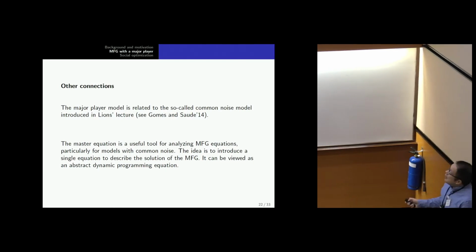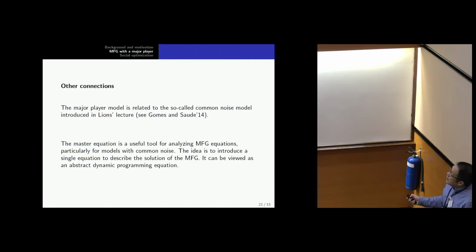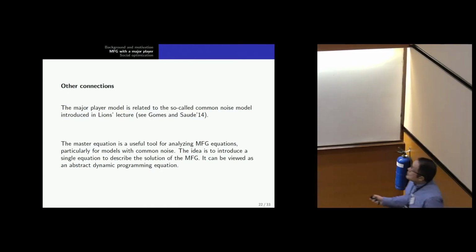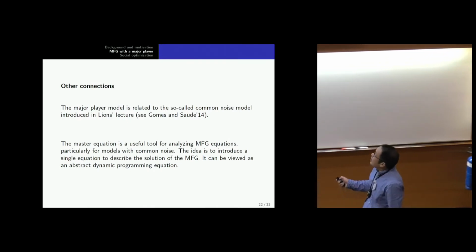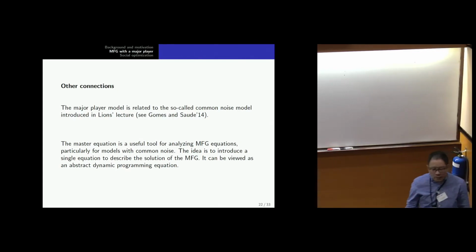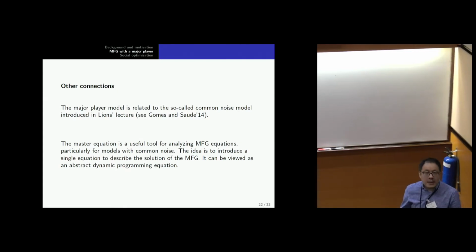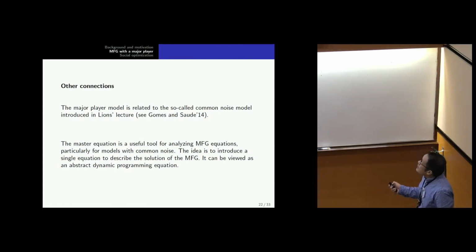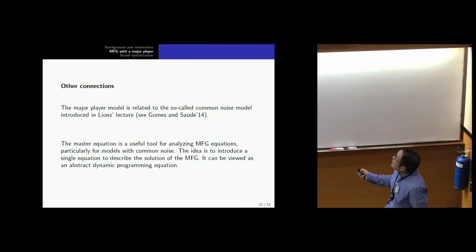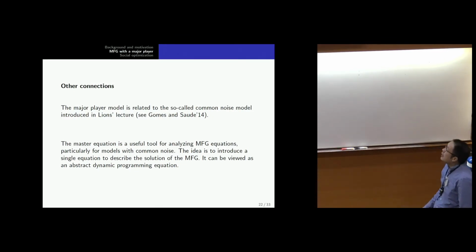Here I will also mention other connections. This model, the major player model, is actually closely related to the so-called common noise model introduced by Lions in his lecture. It's probably around 2010, because the lecture was not a published paper at the beginning. So we need to check this reference for detail.